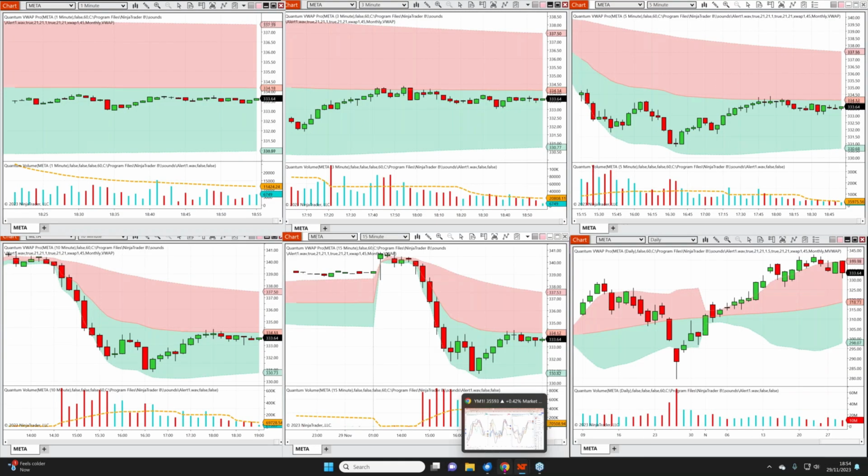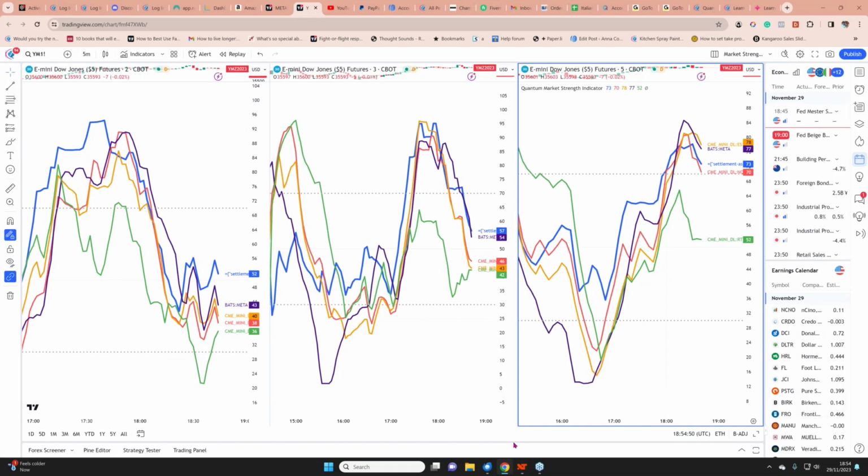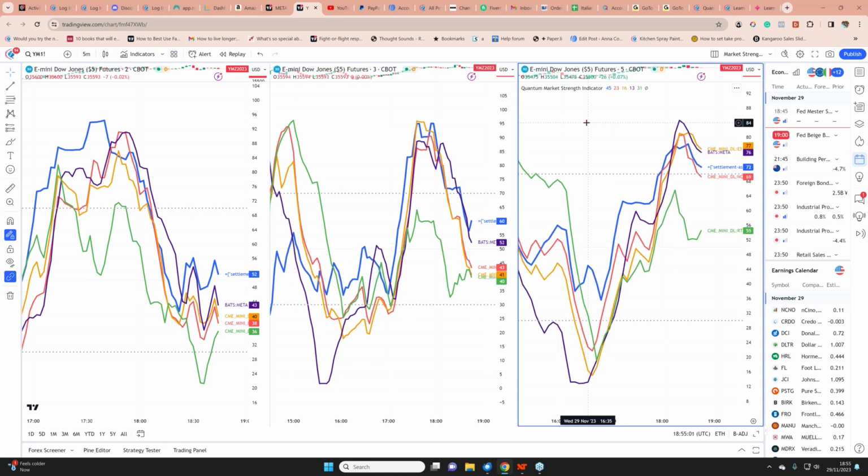Now, if we go over onto TradingView, what I've set up here is the second, which is the market strength indicator. And if you're familiar with the currency strength indicator, which I know some of you are because I can see some names down on the right-hand side that recognize some of our students on the Forex program.